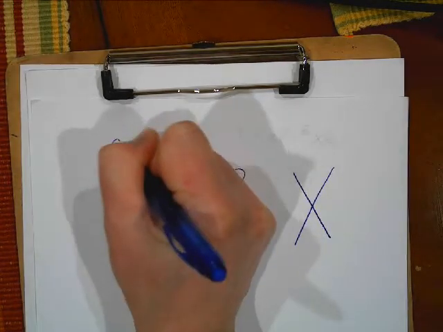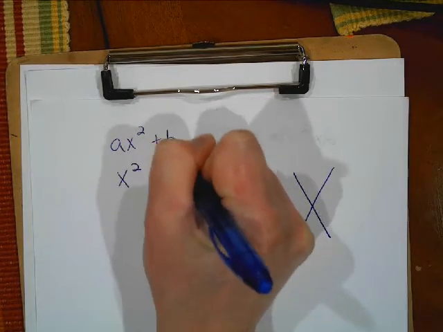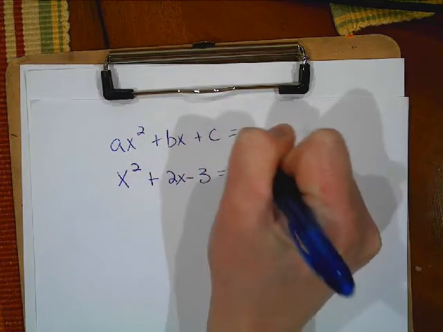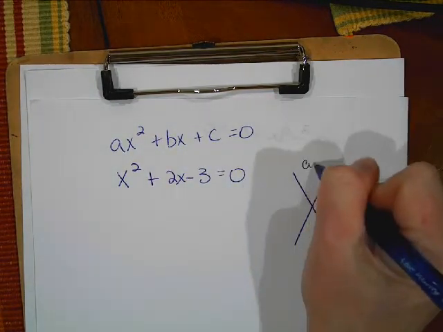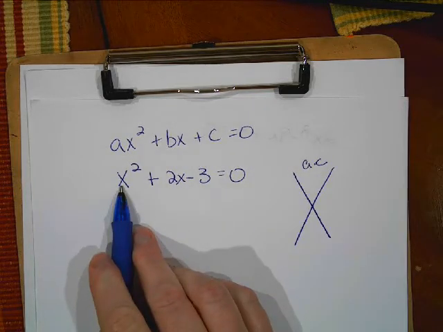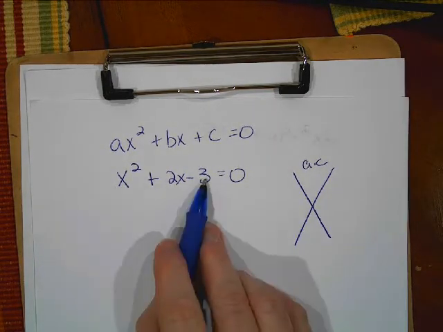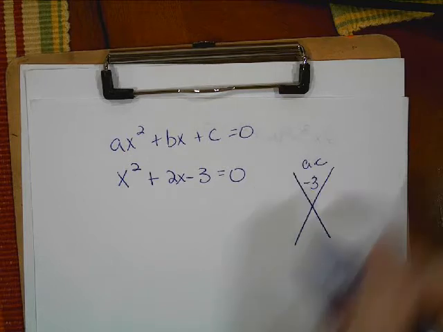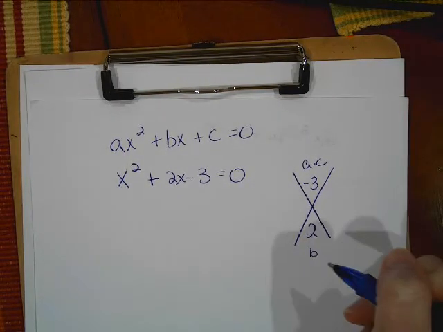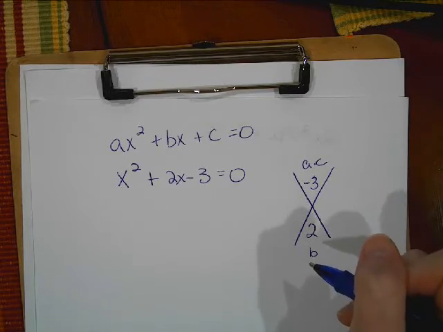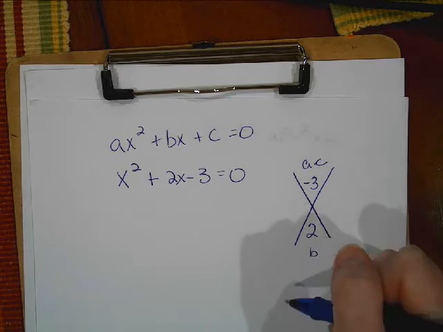Remember, it's ax squared plus bx plus c equals 0. So we could take a times c to be on the top. The a in this case is 1, so 1 times negative 3 is just negative 3. And then b is on the bottom, so our 2 is on the bottom. So we want to know what multiplies to get to negative 3 and adds to get to 2.